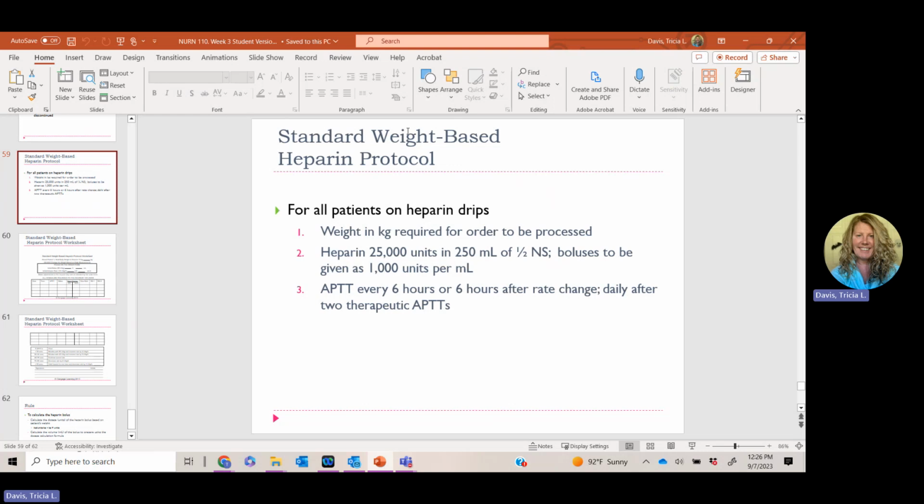If we take this number 2 here, I'm going to read this for you guys. Heparin, 25,000 units in 250 mLs of half normal saline. Bolus is to be given as 1,000 units. So let's talk about this first part. Heparin, 25,000 units in 250 mLs of half normal saline.